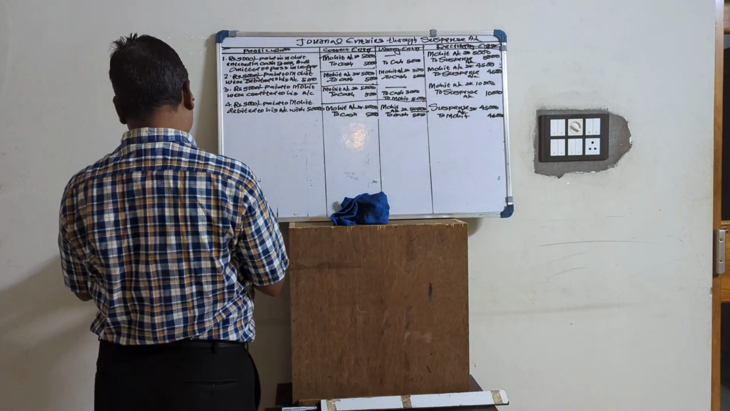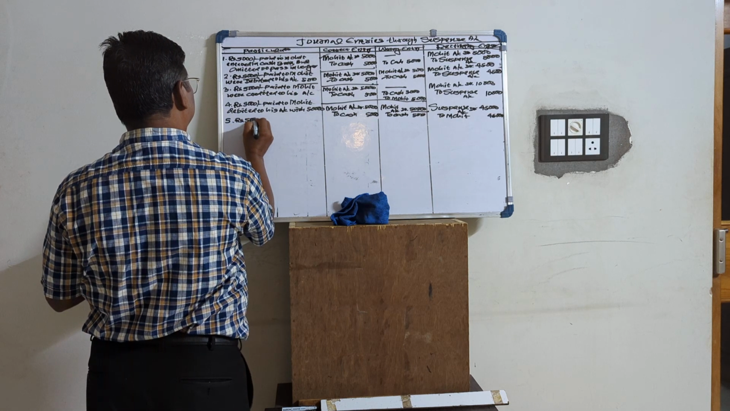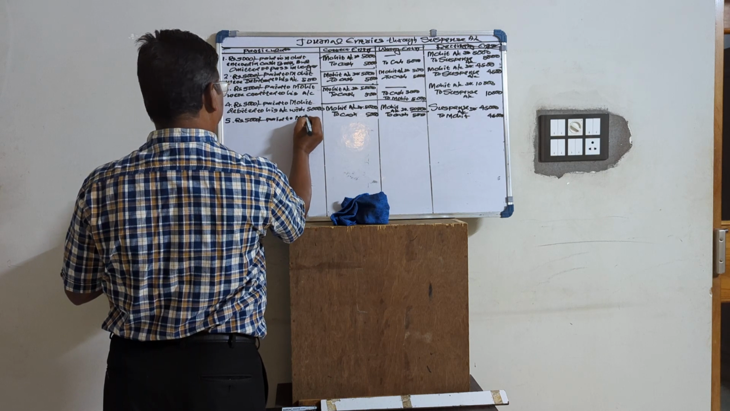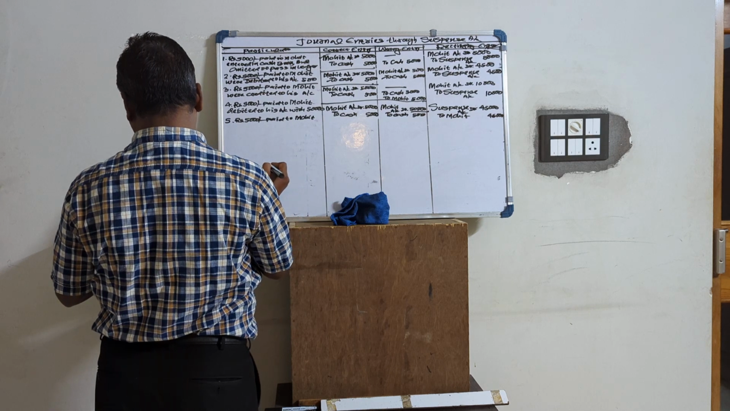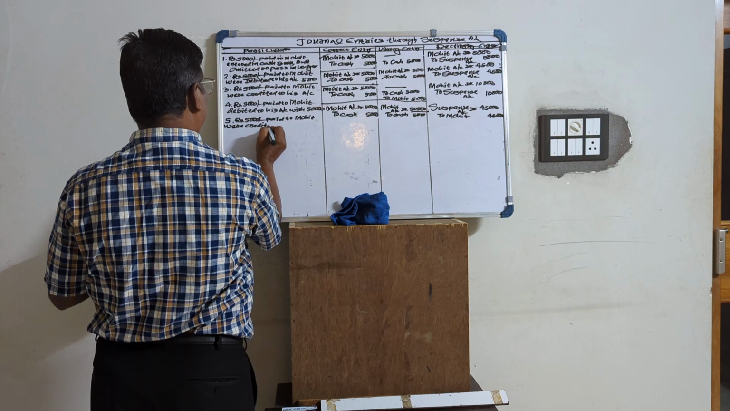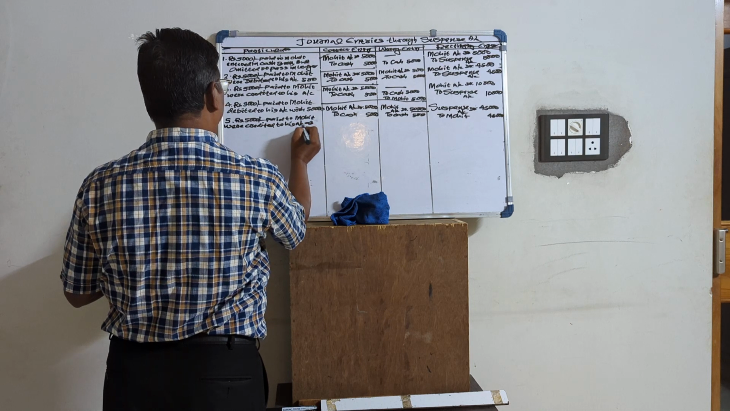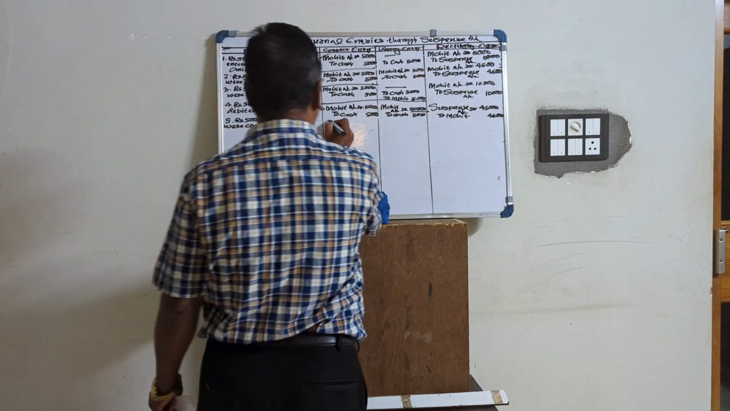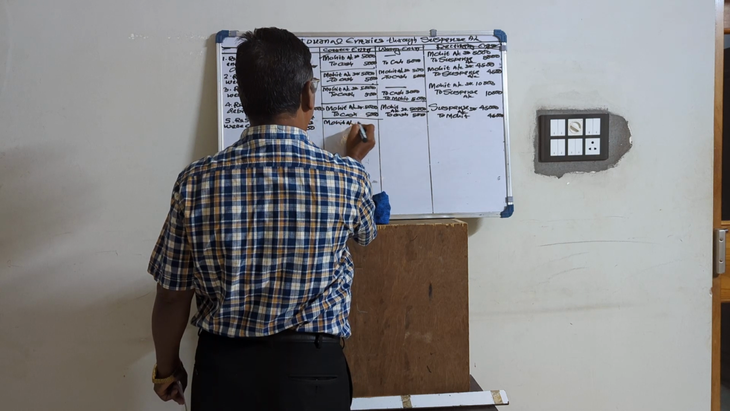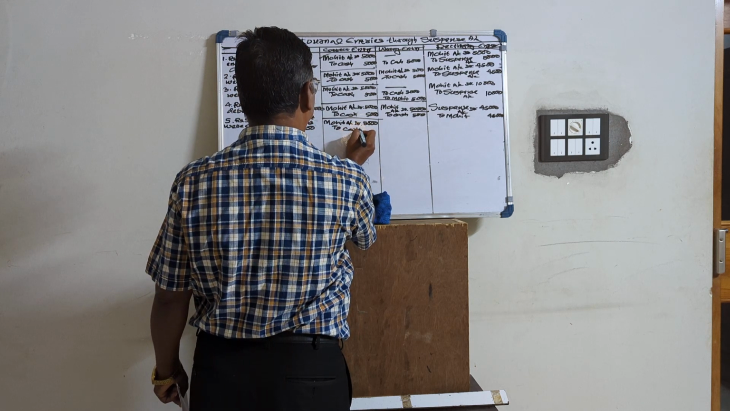Then fifth. Rupees 5,000 paid to Mohit were credited to his account as 500. So what is the correct entry? Same thing: Mohit account debited 5,000 to cash. This is the correct entry.